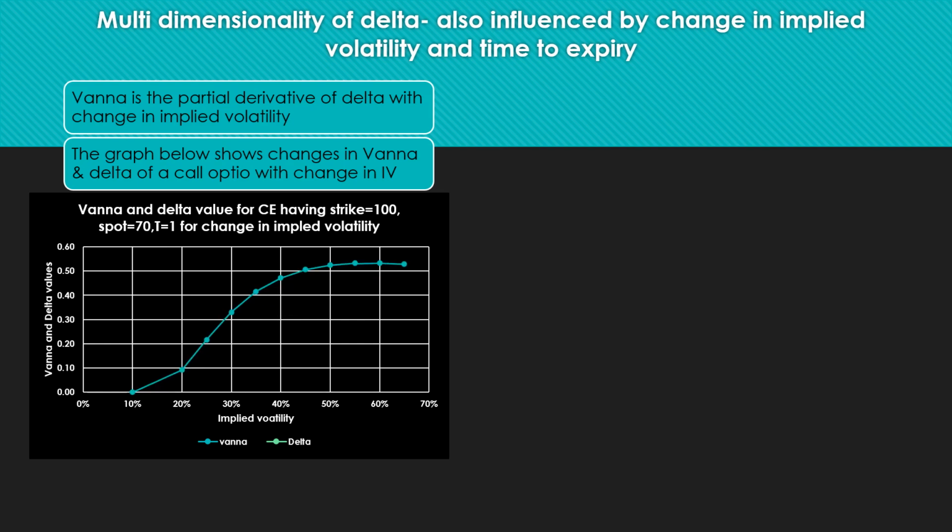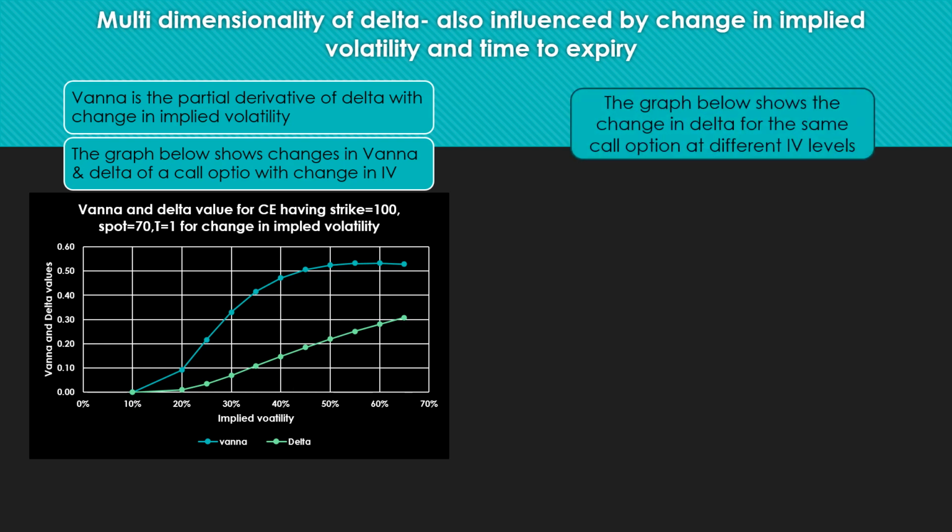Now the y-axis shows the Vanna and the delta values, and the x-axis the implied volatility. So this has an upward sloping curve. As the implied volatility increases, the Vanna also increases. This is for a call option having the details given on the graph. As could be seen, as the Vanna increases, as an upward sloping curve, delta also increases with increase in implied volatility.